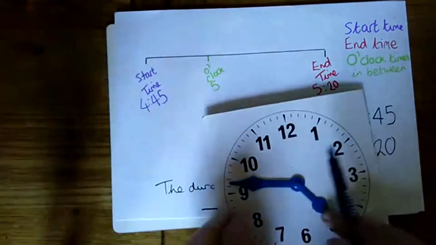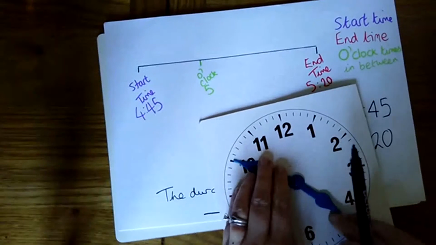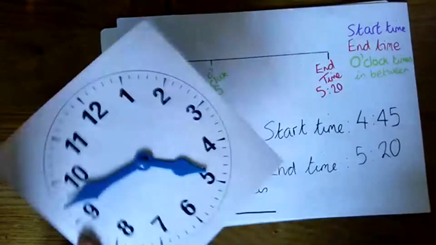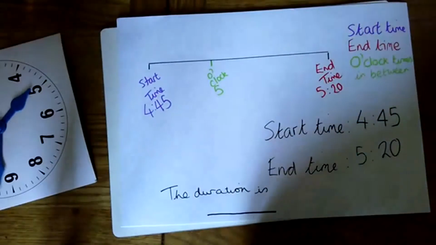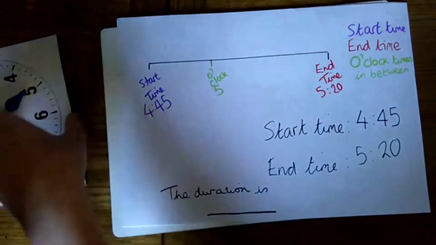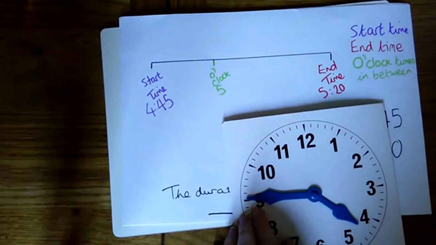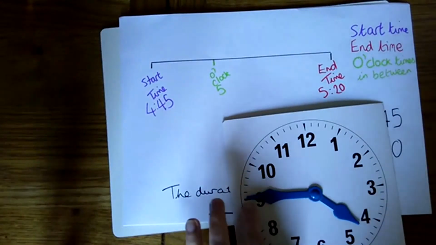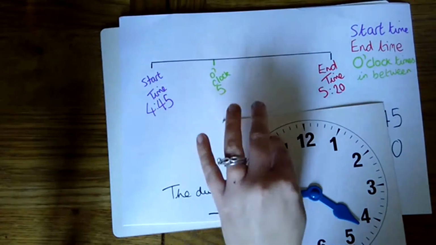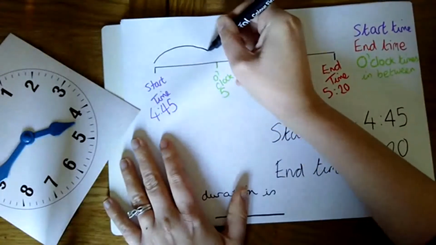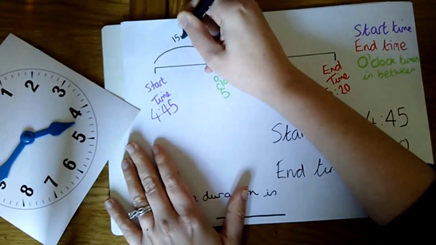Well, of course, I can look at my clock here and count on. I know when I say 4:45, it is a quarter of an hour till 5 o'clock. I'm going to count on, looking at my clock just to check: 5, 10, 15. Yes, a quarter of an hour is the same as 15 minutes. So here is my jump here.